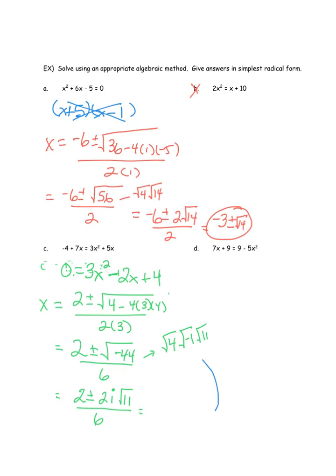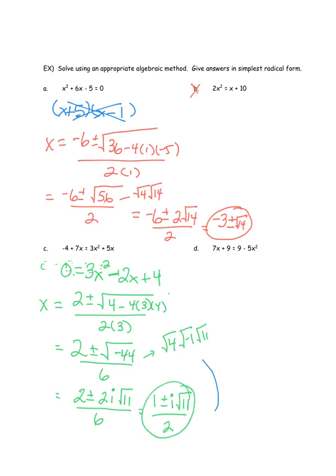I'll take one more step, guys, and reduce it here. All of these are even, so divide them all by 2. Divide 2 by 2, you get 1. Divide this 2 by 2, you get another 1. So you're just going to have i square root of 11. Divide that bottom by 2, and you get 3.